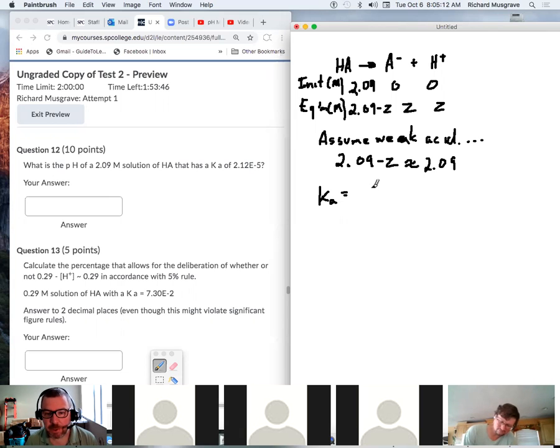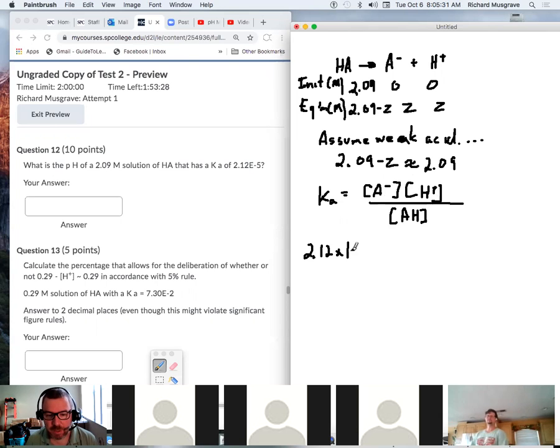Now we do have a Ka expression we can write here. Products over reactants. Now, obviously, I'm expecting that people won't write all this stuff out as work. They'll probably just do the math needed to get the answer. But, you know, I see limited value in that. I think it's better to write it all out, but you know, that's just me.